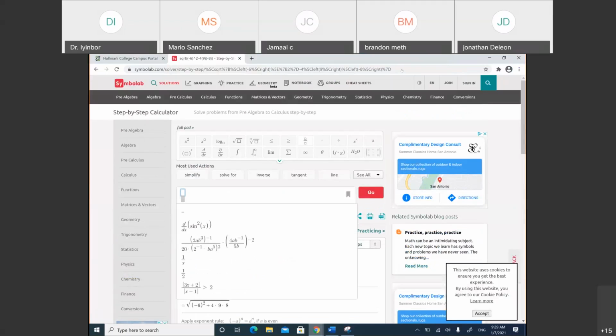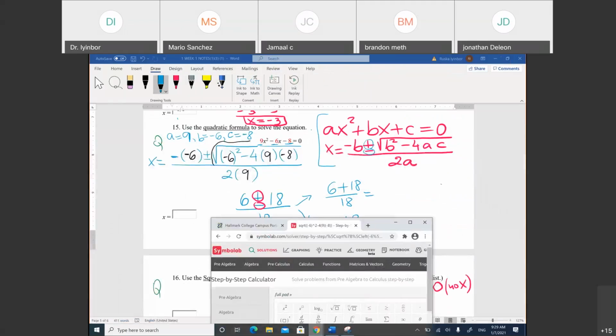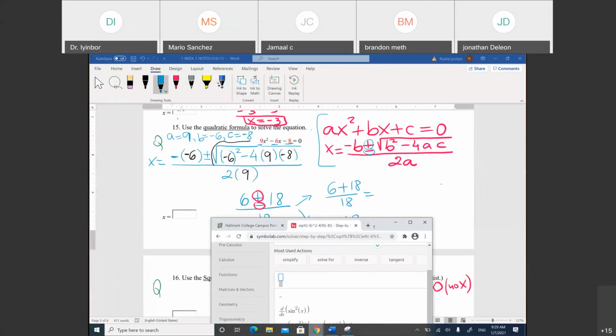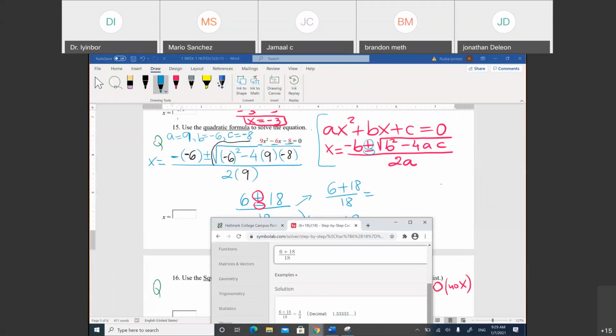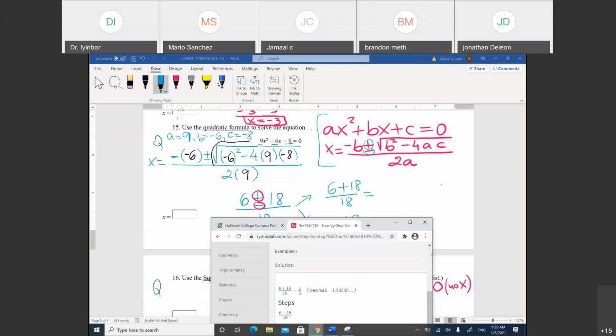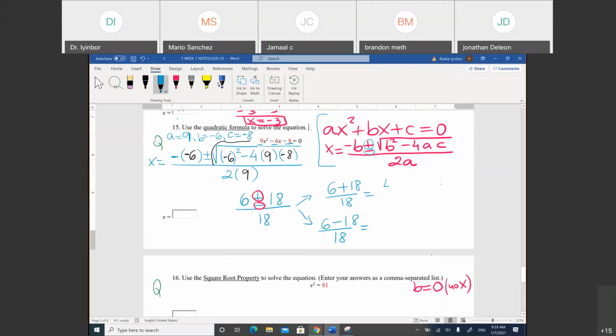Fraction. And then in the top of the fraction, you're going to put just the way it is, 6 plus 18. And then scroll down and put 18, just like that. And it's going to give you the answer in fraction form. Remember, we're using fractions, not decimal. So 4 over 3. So that's my answer, 4 over 3. That's my first answer.